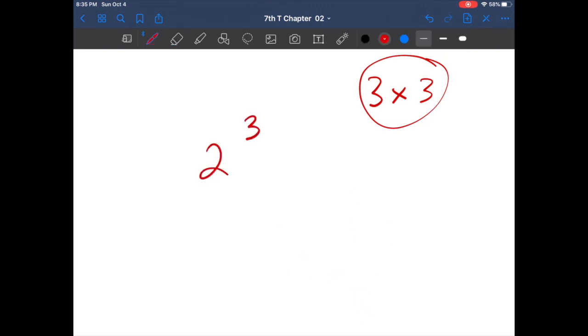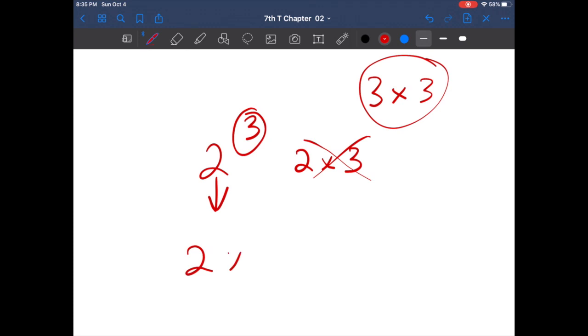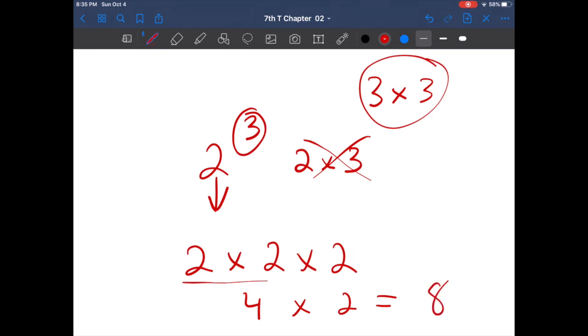Or let's try another one. 2 to the 3rd power. All right? That is not 2 times 3. That's wrong. This is telling me I should have 3 2's. So 2 times 2 times 2. 2 times 2 is 4. 4 times 2 is not 6, sorry, it's 8, okay?